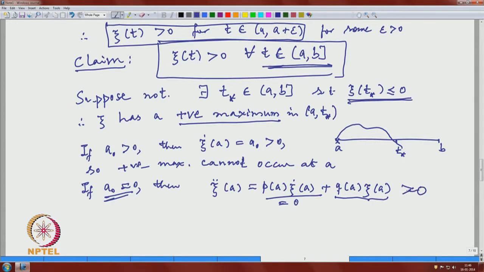So, at a maximum the second derivative cannot be positive, it can only be less than or equal to 0. So, therefore, again the positive maximum cannot occur at A. Okay. So, that means what? The positive maximum occurs at an interior point T 0. Let us go back.